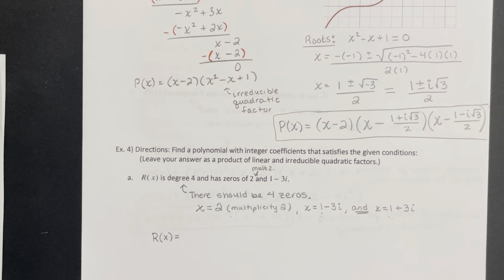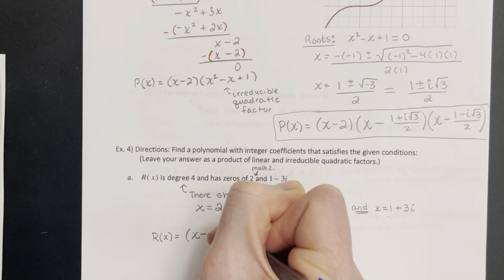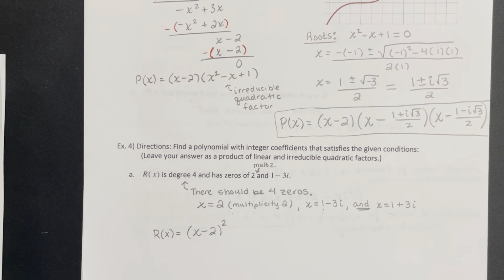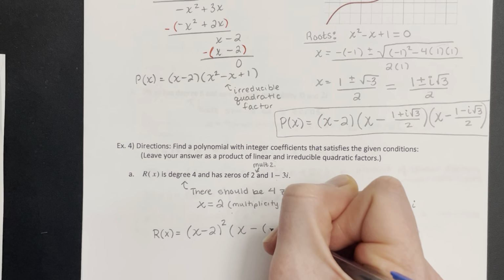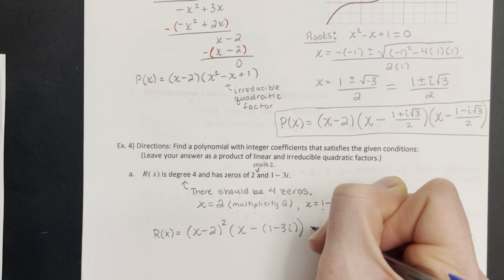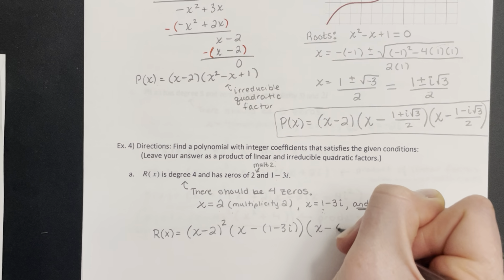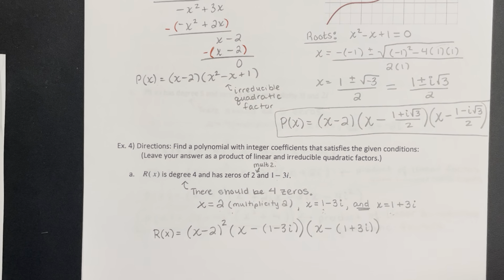So r of x, in this case, would be x minus 2 squared for the 0 at 2 with a multiplicity of 2. We also have x minus the root of 1 minus 3i and a factor of x minus 1 plus 3i. Notice that I'm putting that root in parentheses because I am subtracting the whole root.